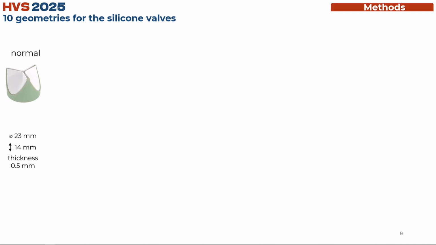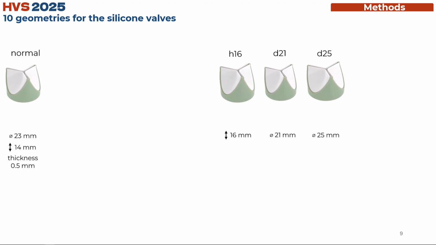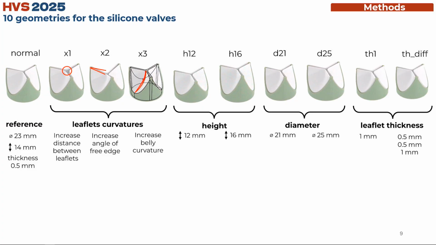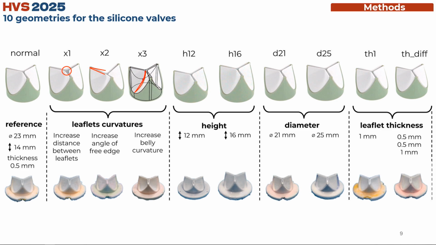Here you can see our normal geometry. It's a reference geometry based on the Trifecta valve. And we generated 9 variations of this geometry by changing one parameter at a time: the diameter, the height of the leaflets, and the leaflet curvature, with parameters x3, x2, and x1. We also had 2 other valves with thicker leaflets. And you can see the silicone valves we obtained here.